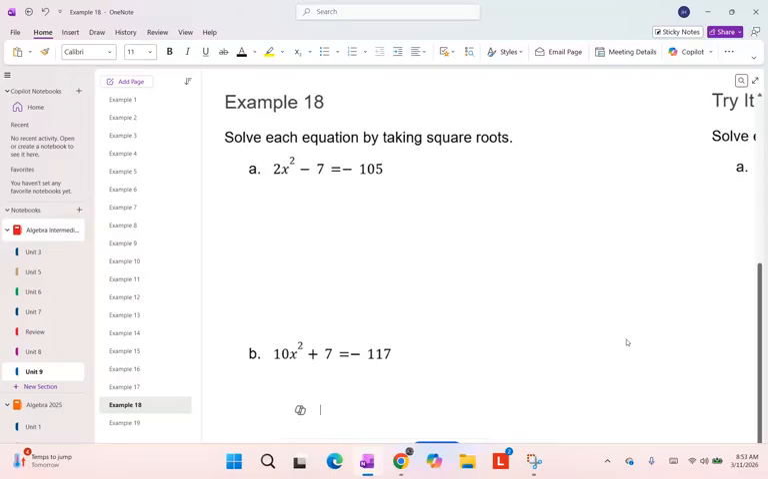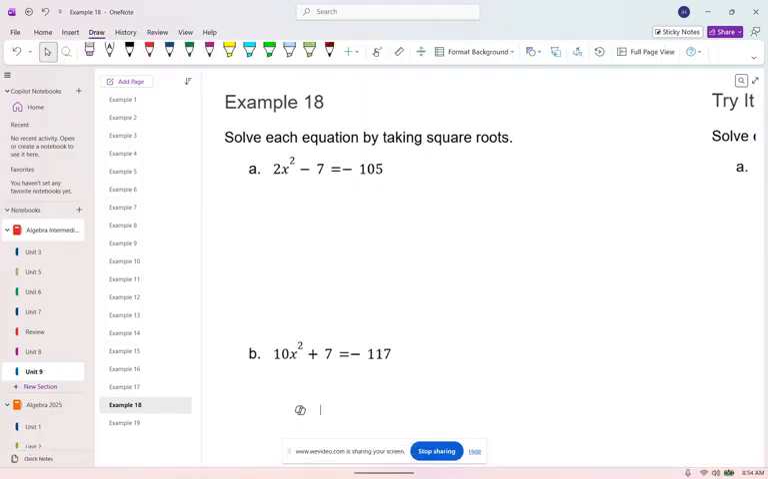In this video, we're going to be looking at example 18. We're going to be solving equations, in this case by taking square roots. Now, I know I'm going to take square roots on this one because there is no b value. I just have 2x squared minus 7 equals negative 105. So it makes more sense to solve it using square roots.